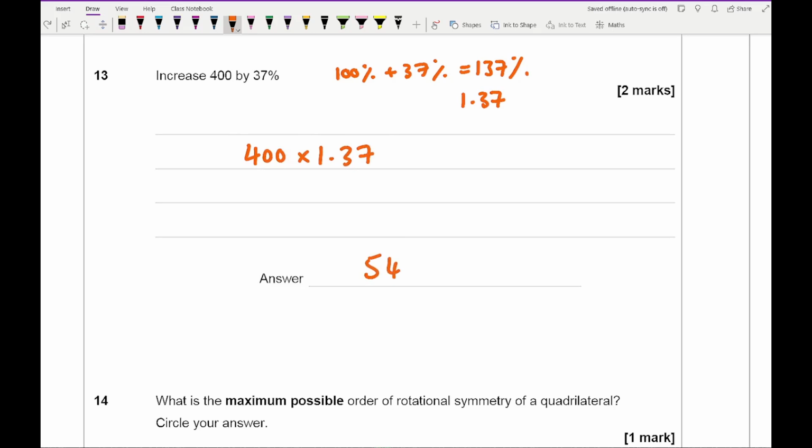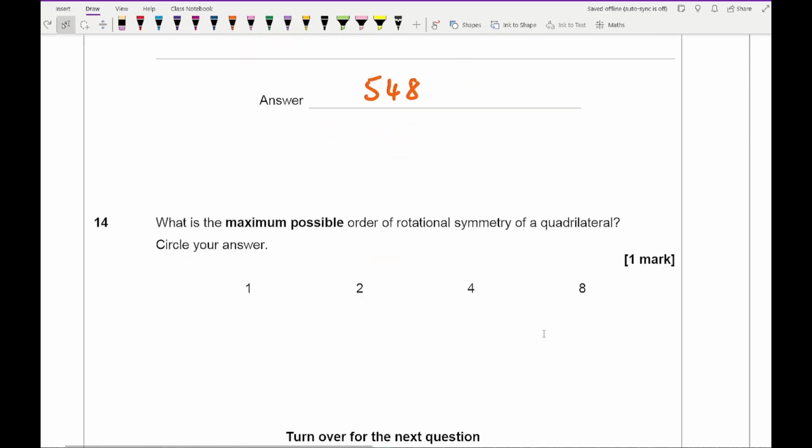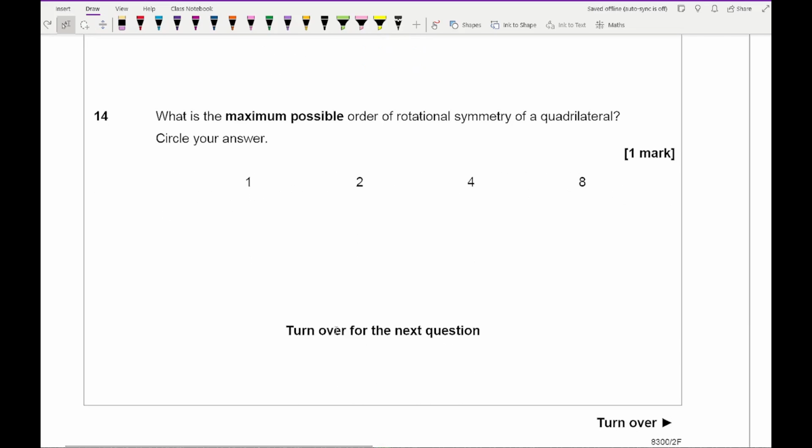So all I need to do on the calculator is multiply 400 by 1.37, in which I get an answer of 548. Now alternatively, you could work out what 10% is, then 10%, then 5%, then 1%. Work it out individually till you get that 37%, and add it all up. But I would say using decimal multipliers is definitely a lot quicker. Question 14, it says, what is the maximum possible order of rotational symmetry of a quadrilateral?